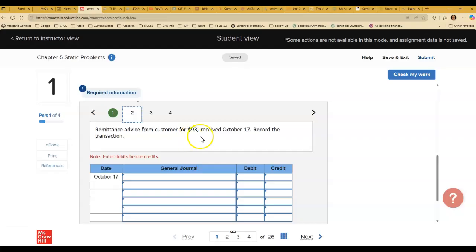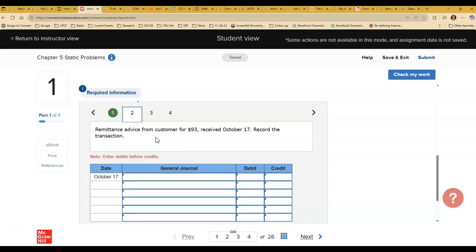Remittance advice from customer for $93 received October 17th. Record the transaction. All right. Now let's talk about what a remittance advice is. I'm going to jump around on you here. A remittance advice typically comes with an electronic funds transfer. So in this particular case, maybe our customer, we gave them our Zelle locator and they sent us the money via Zelle. So now it automatically deposits into our account and we're notified of who sent that money to us.